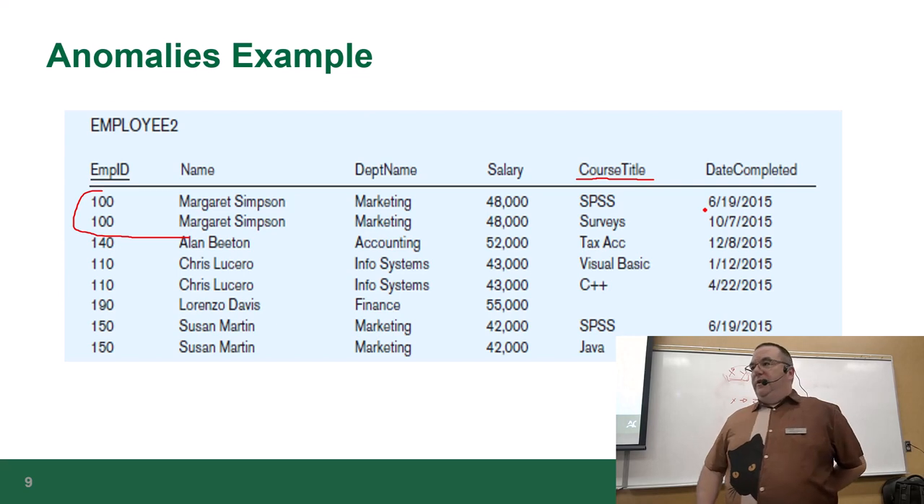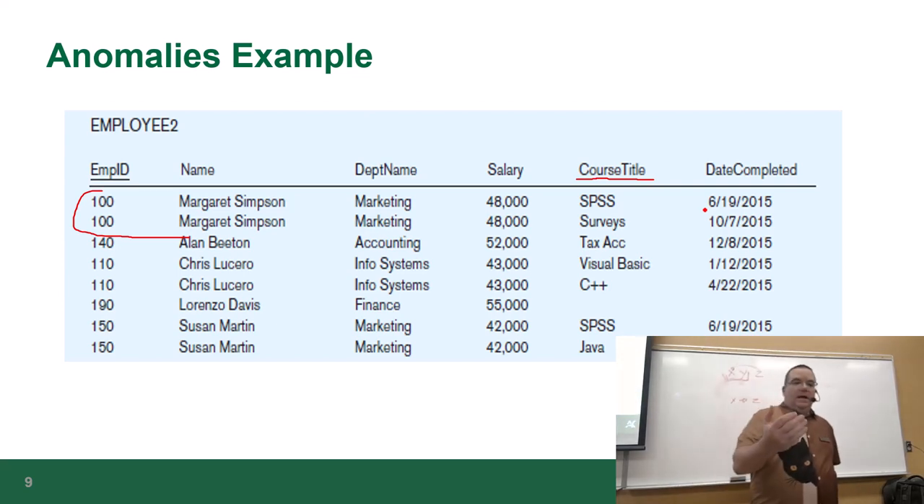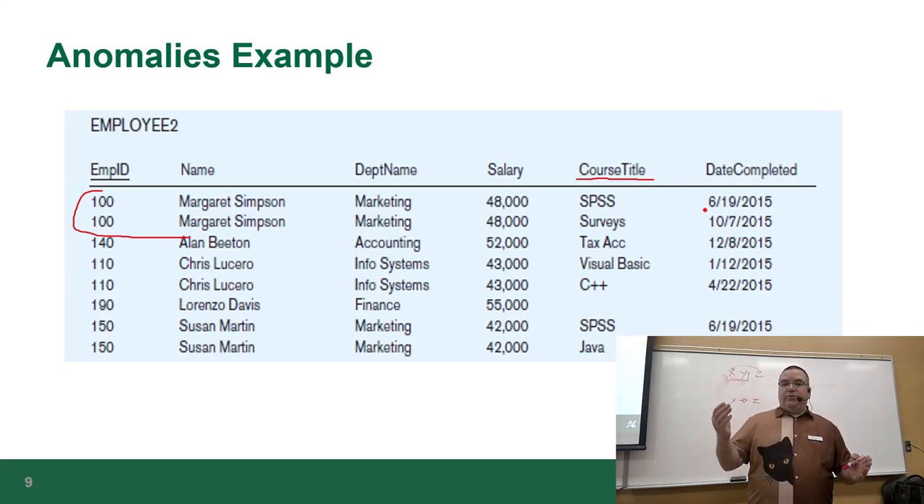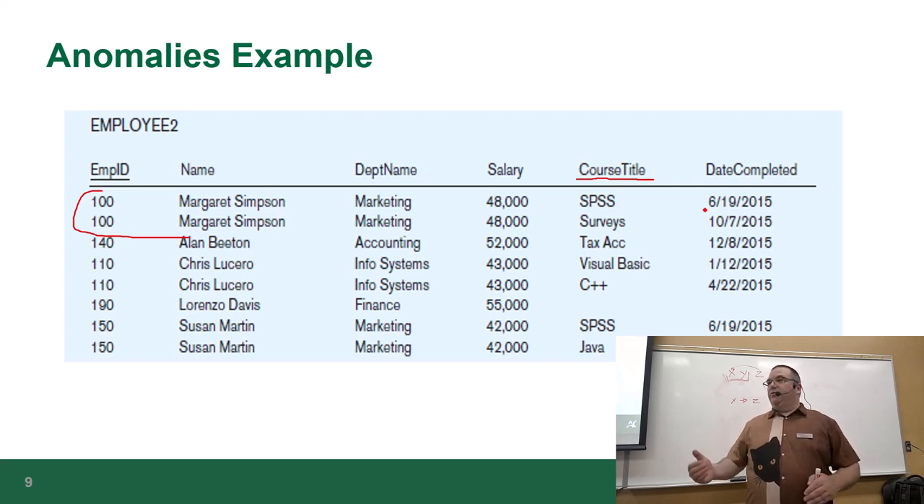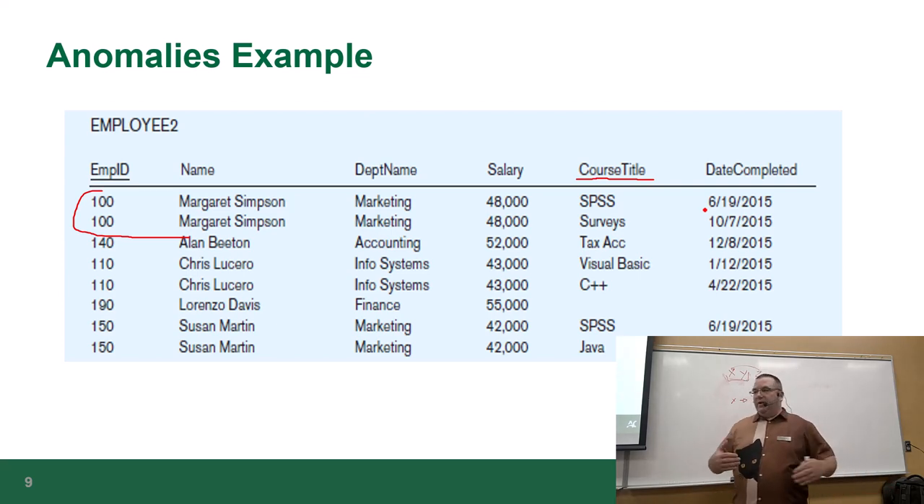Insertion anomaly. I need to hire a new employee. If the identifier is employee ID plus the course title, that means that if we hire someone, we have to create a course for them right away. We cannot add an employee without a course. That's an insertion anomaly, where you need to create additional data to be able to add a row of data.